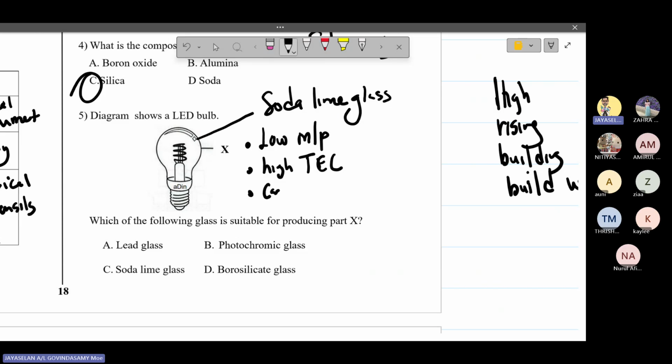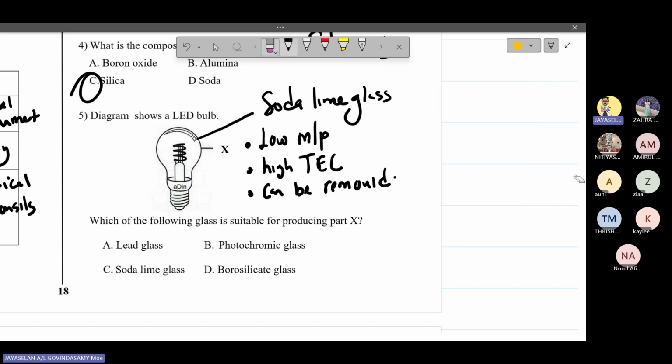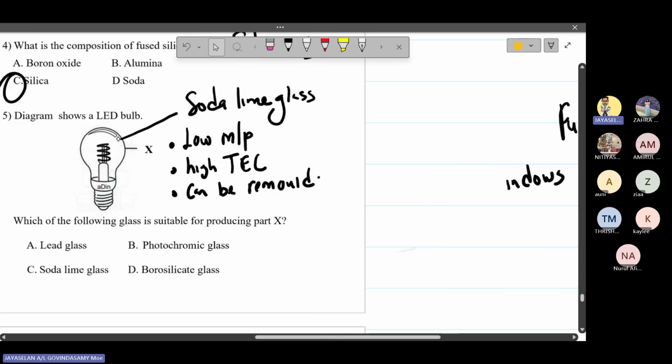Okay, one more. Can be remolded. Boleh diacuan. You leburkan, you boleh tukar bentuk. And can be reused again. Understand? Which of the following glass can be reused again? Answer: soda lime glass. Dapat? Okay, one more glass. Kita habiskan glass tu juga. That means glass finish lah. Okay, one more glass.